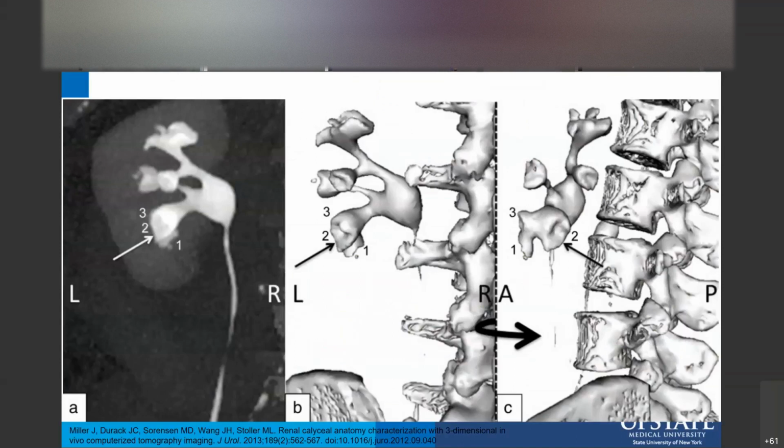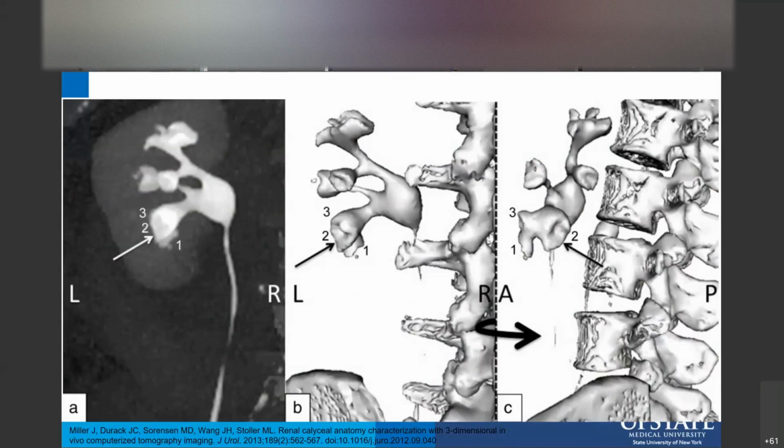So Dr. Stoller as well from UCSF, before I got there, looked at hundreds of people's CT scans to sort of classify what's the best calyx to puncture. And he always would say door number 2, and I never quite understood that until looking at this figure.